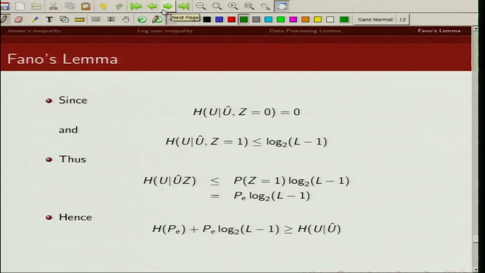Now we can also get a weakened version of this Fano's lemma. We know that H of p is upper bounded by 1, so we can get a weaker version. If we just replace this by 1, we can also say 1 plus P_e log of L minus 1 is greater than or equal to H of U given U hat. So this relates probability of error to the uncertainty in estimation of U. Thank you.